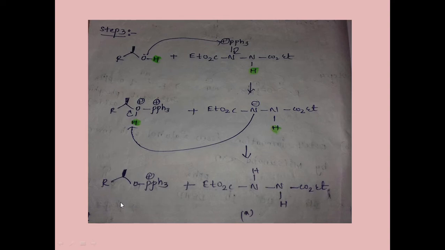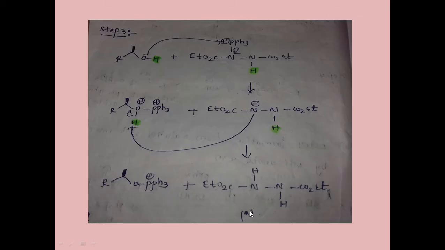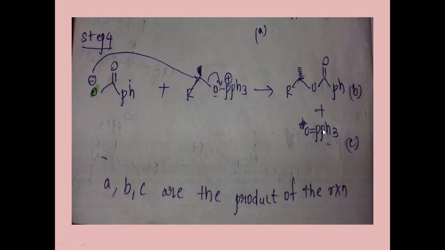And after this we'll perform the fourth step. In the fourth step, this negative charge will attack here and this will be shifted. This is the product and the phosphine oxide. This is A, then this is B, and C are the product of this reaction and can be performed in a single step. Here we are showing the mechanism, okay, meaning the flow of electrons.